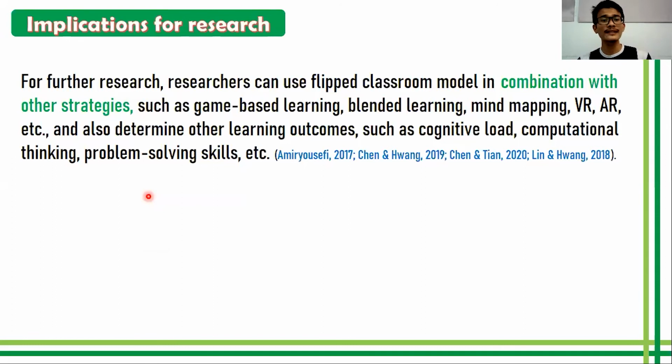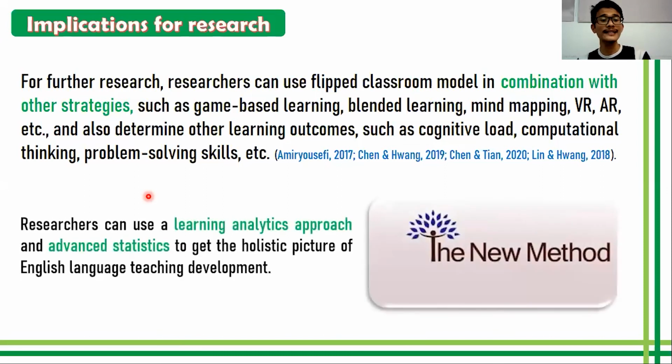Yes, for further research, researchers can use the flipped classroom model in combination with other strategies, for example game-based learning, blended learning, mind mapping, VR, AR, etc. And also determine other learning outcomes like cognitive load, computational thinking tendency, problem-solving skill, and others. Besides that, researchers can use a learning analytic approach and advanced statistics to get a holistic picture of English language teaching development. That's all.